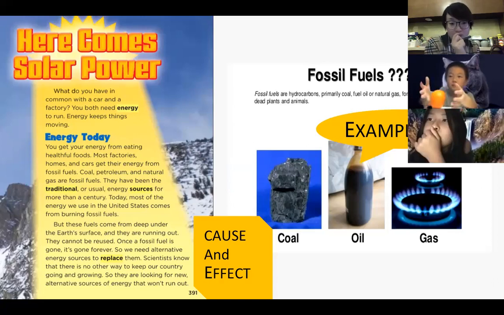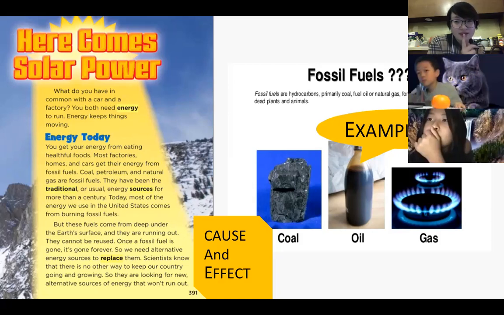Because you use the fossil fuel, the effect is that the fossil fuel runs out. Maybe? Not really. Cause and effect has some signaling words. If you see because, if you see so, there's definitely the logic of cause and effect. Can you see because and so? It's very hard because it's so small, and I can't really zoom in.